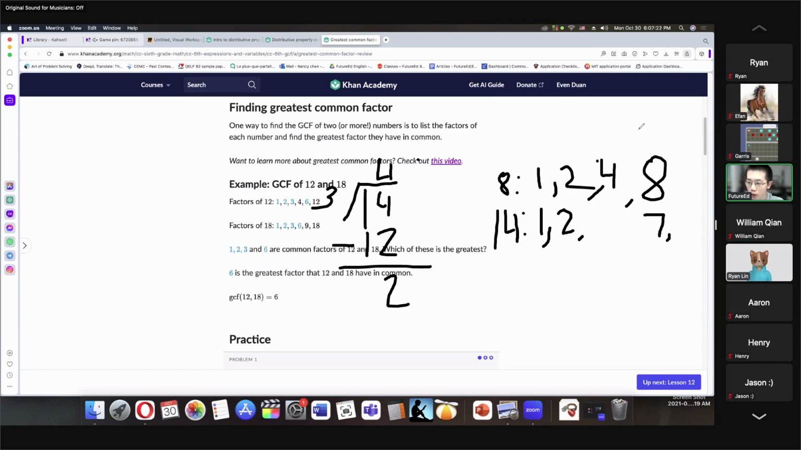Does 4 divide 14, Ryan Lynn? What? Does 4 divide 14? So instead of a 3, what if I switched it into a 4? Let's see. So 14 divided by 4. Is 14 divisible by 4?